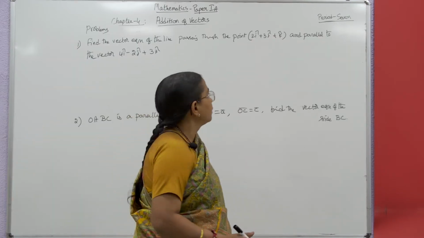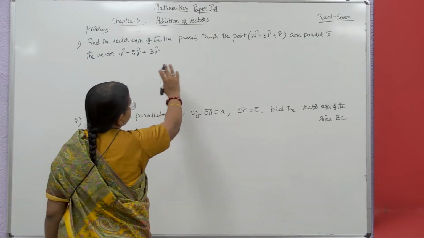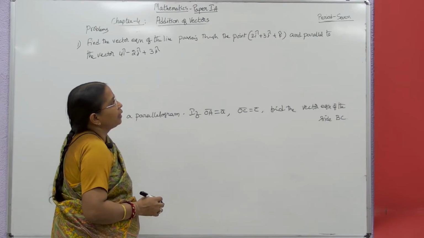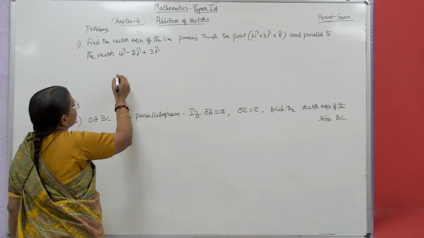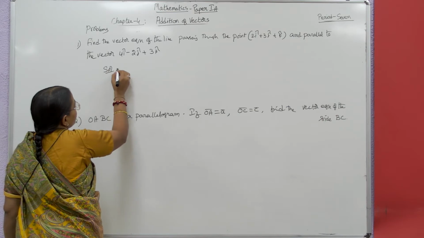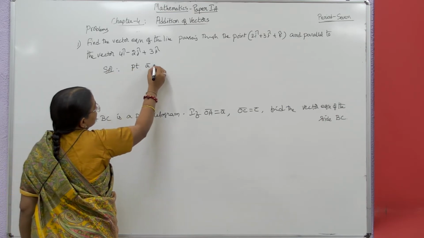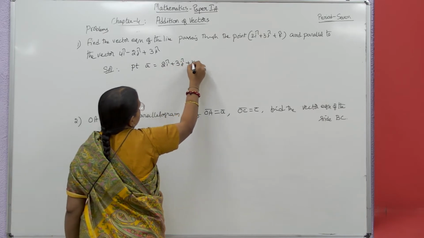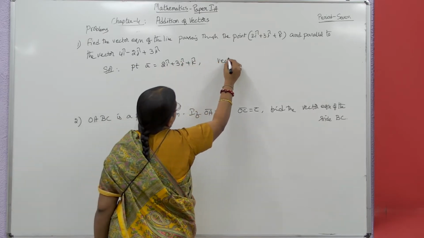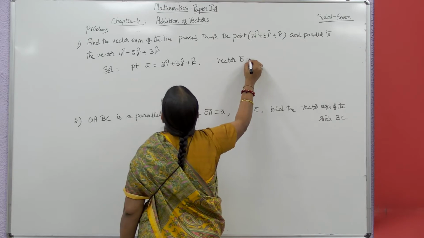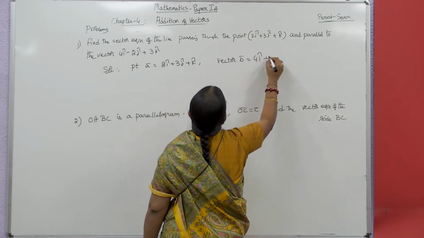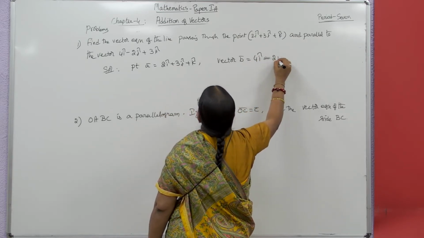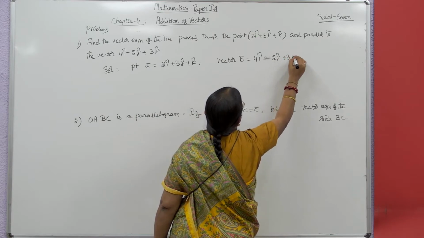So the first problem is to find the vector equation of the line passing through the point and parallel to the vector. You are given the point a, which is 2i + 3j + k, and parallel to the vector b. What is b? 4i − 2j + 3k.